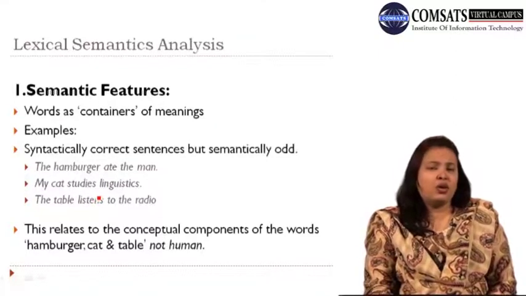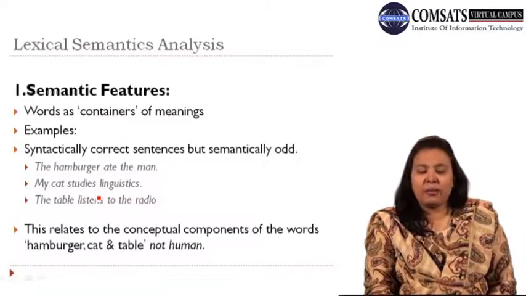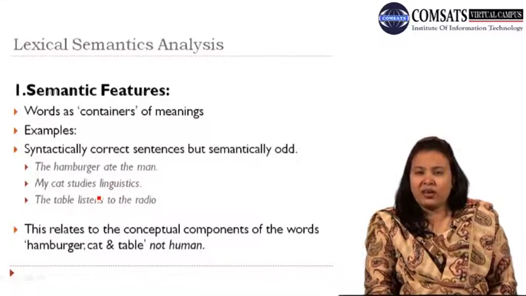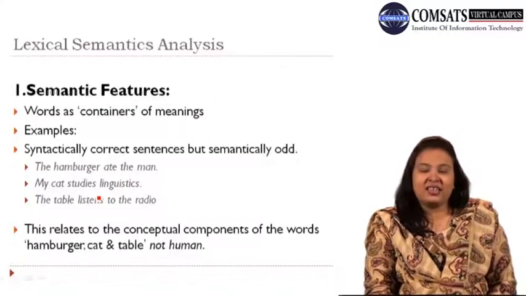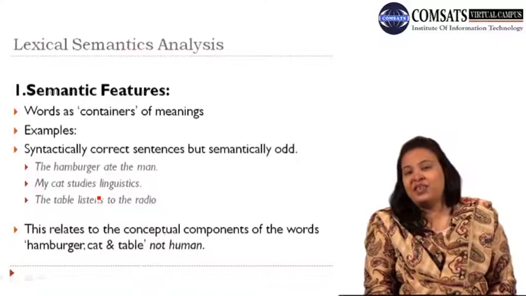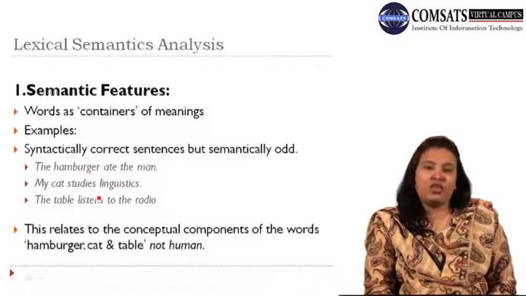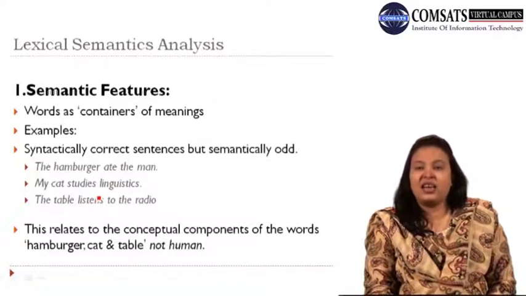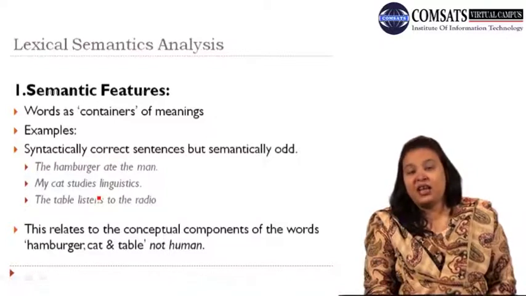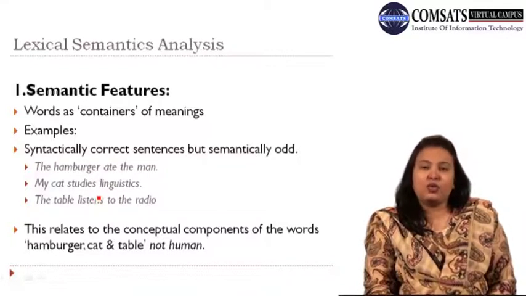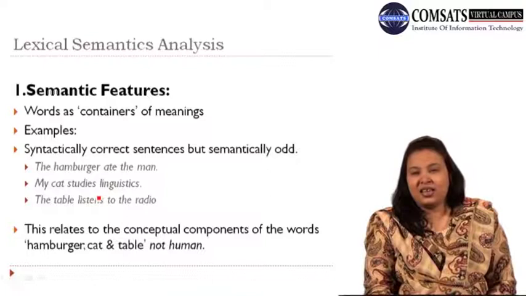How do we know that the first sentence, the hamburger ate the man, is wrong? What is wrong with it? A hamburger is an inanimate thing. It cannot perform an action like eating. So with the word hamburger we have a meaning. We know that the semantic feature of the word hamburger is that it is inanimate, and an inanimate thing cannot perform an action like eating. On the basis of that meaning associated with the word hamburger, I would say that this sentence is wrong.